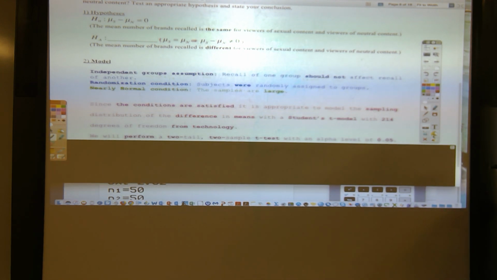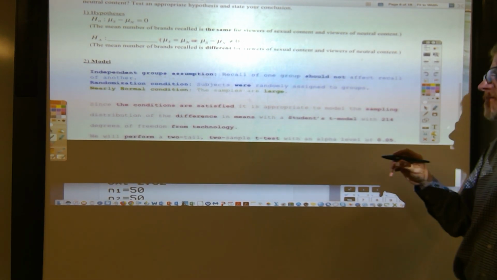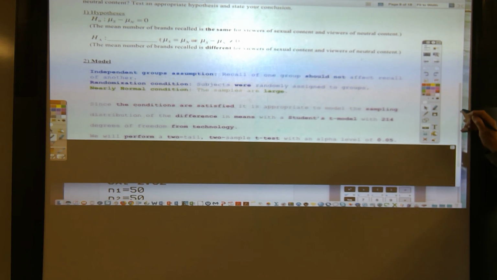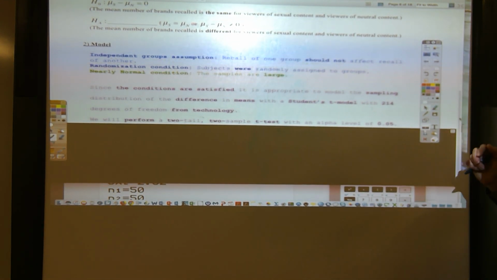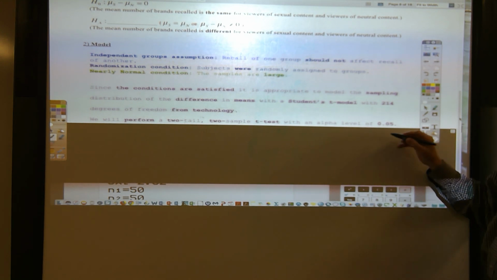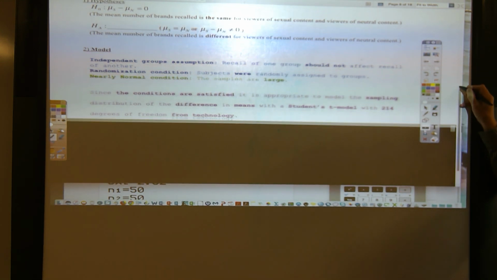The conditions are satisfied, so it's appropriate to model the sampling distribution of the difference of means with the student's t model. It's really Gossett's t model, but you know the backstory, with 214 degrees of freedom from technology. So let's find out where that came from. Where did the 214 come from?